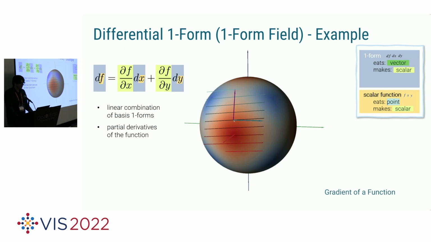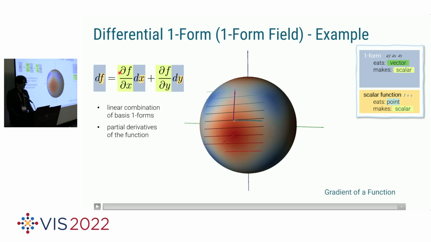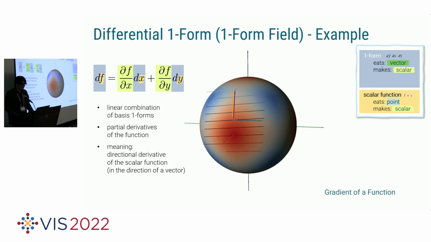And by the definition of the gradient of a function, this is just the partial derivatives of the function in the two directions. Okay, and now what we can do is look around at how this changes over the manifold with this specific example of this function. So first of all, the meaning of this gradient is a directional derivative of the scalar function in the direction of a vector. So I draw now here a yellow vector that is also a linear combination of the base vectors.